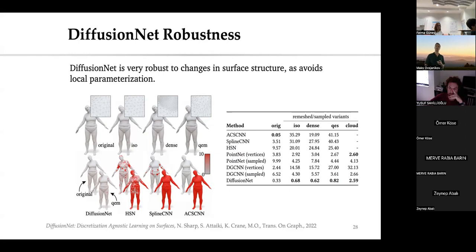And the last important thing is that we do this diffusion in a reduced basis. So we project into a low frequency basis, do diffusion there, and then go back. And so this is like a low pass filter that makes the whole thing robust.